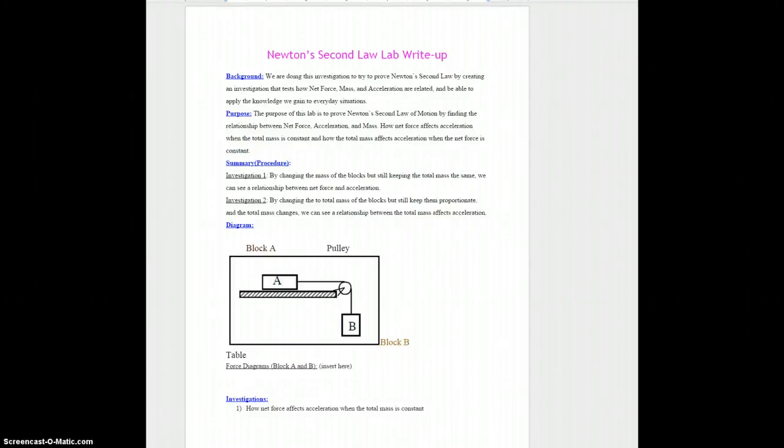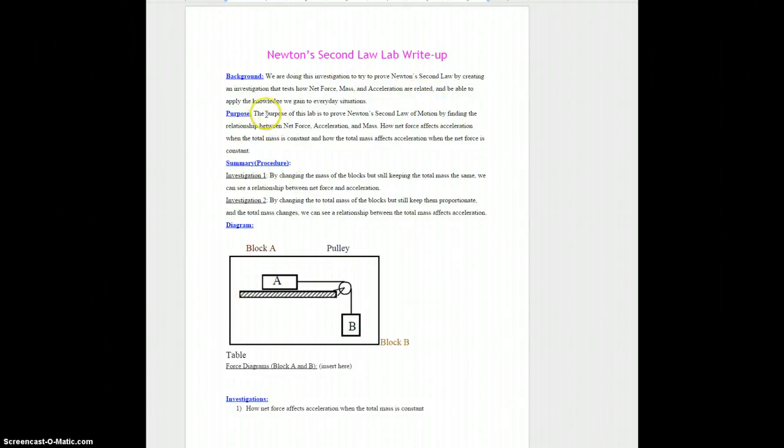And here is another Newton's second law example. Here's a good lab we can use for life. Background: what we are doing. We are doing an investigation to try to prove Newton's second law by creating a test of how net force, mass, and acceleration are related, and be able to apply the knowledge we gain in everyday situations.